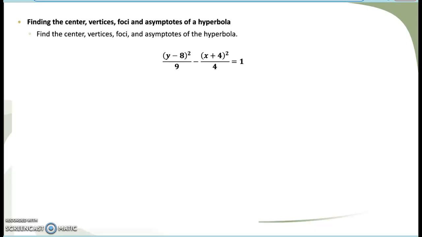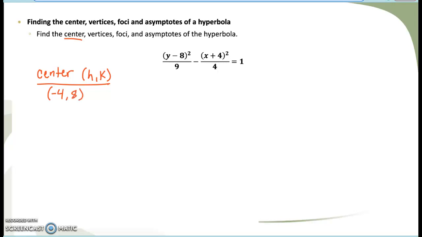Hey everybody, in this video we're going to talk about finding the center, vertices, foci, and asymptotes of a hyperbola. In order to find the center, we're given a nice equation where the center of our hyperbola is always at (h, k). H is always attached to the x and k is always attached to the y. So our center is going to happen at (-4, 8).